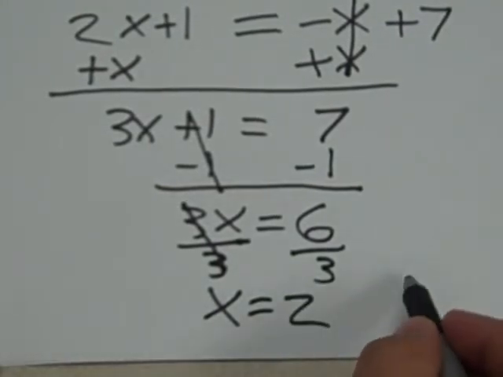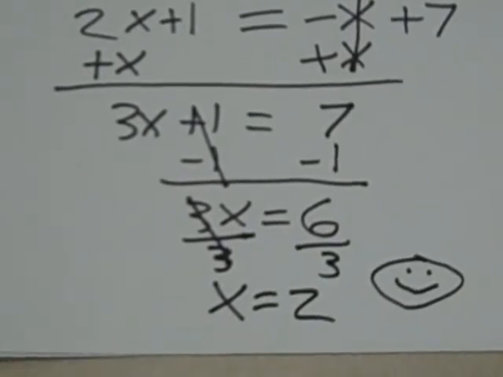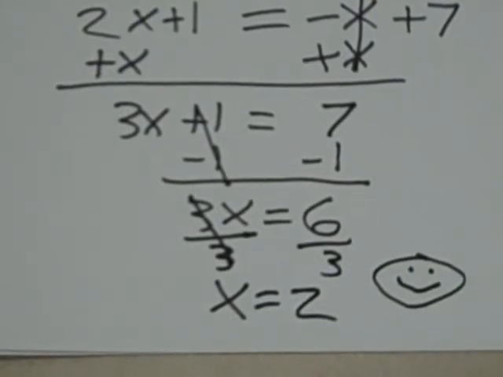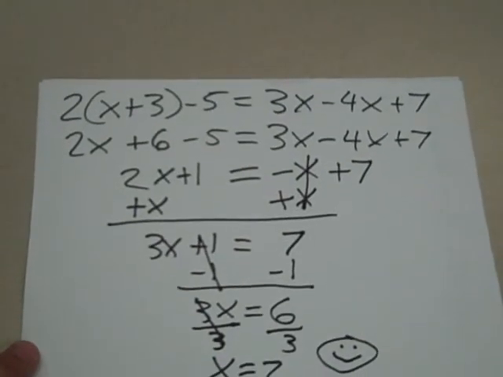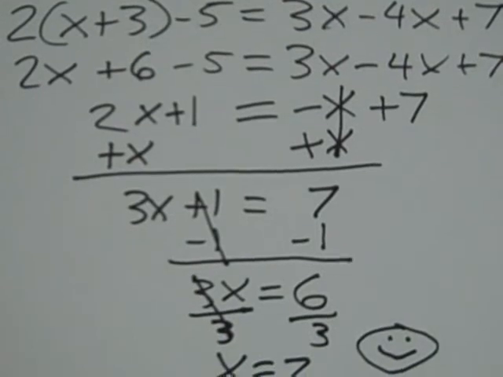And then we're done. So once again, that's how we solve an equation with variables on both sides. So if I come back, I can run through some of the steps for you.